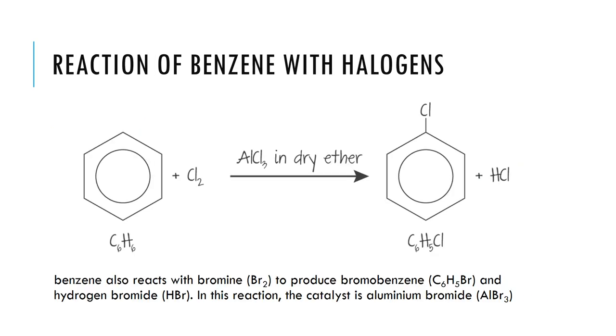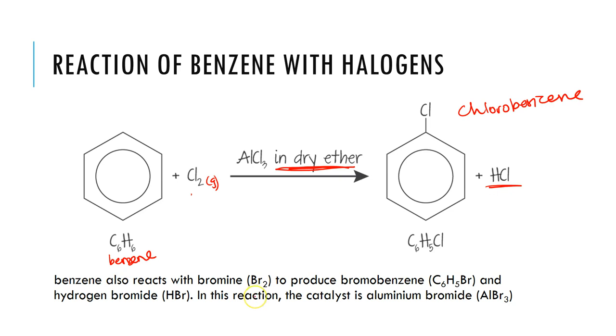The other one we need to know is the chlorination. Okay, so reacting benzene with halogens, we start with benzene, we add in chlorine gas, we add aluminium chloride in dry ether, so we have to know the solvent conditions here. We don't want any water present in this, is essentially what this is saying. So we want dry ether and then aluminium chloride, and we will get chlorobenzene and hydrochloric acid as a byproduct.